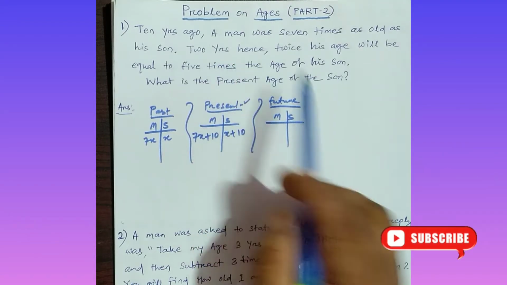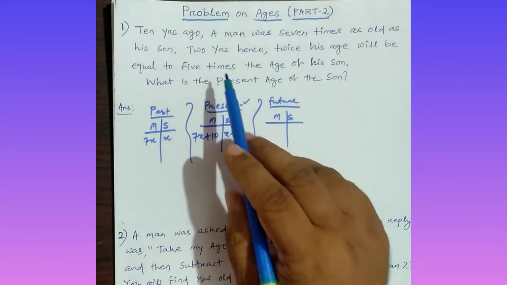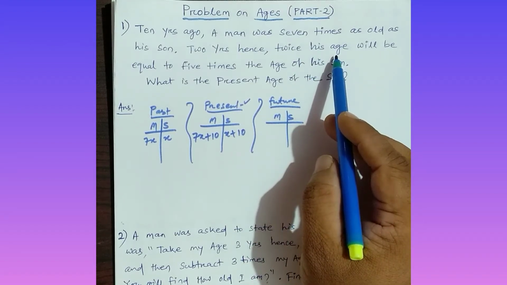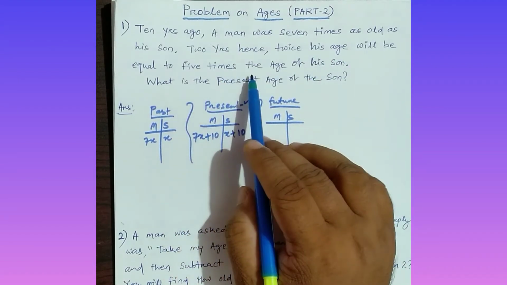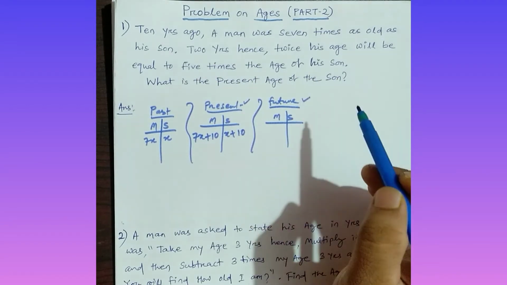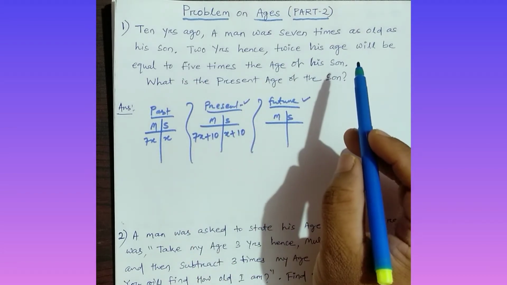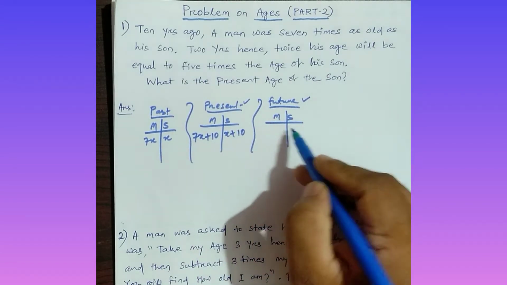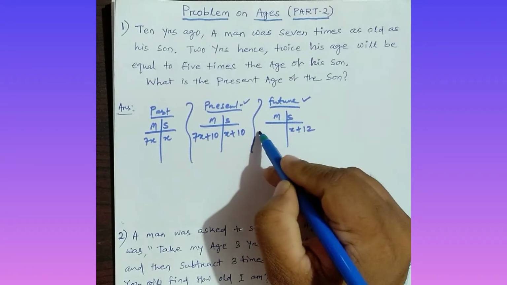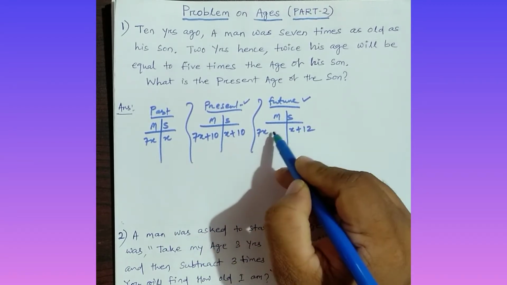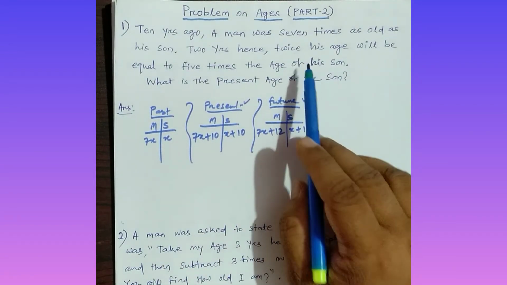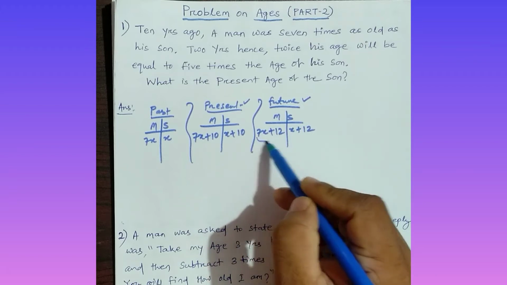After that, 2 years hence, that is the future. 2 years hence, twice his age, meaning the man's age, will be equal to 5 times the age of his son. 2 years hence, meaning after 2 years, the son's age becomes x plus 10 plus 2, which is x plus 12, and the man's is 7x plus 10 plus 2, so 7x plus 12.